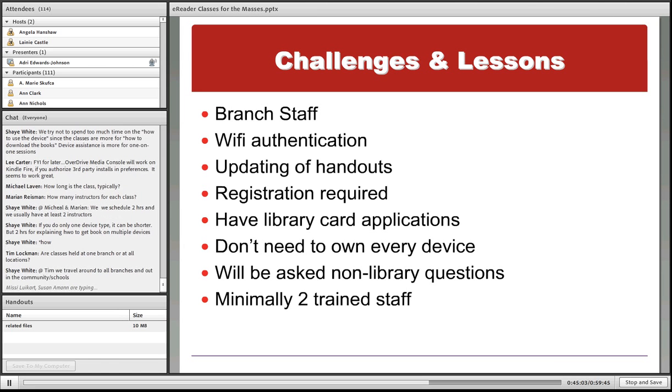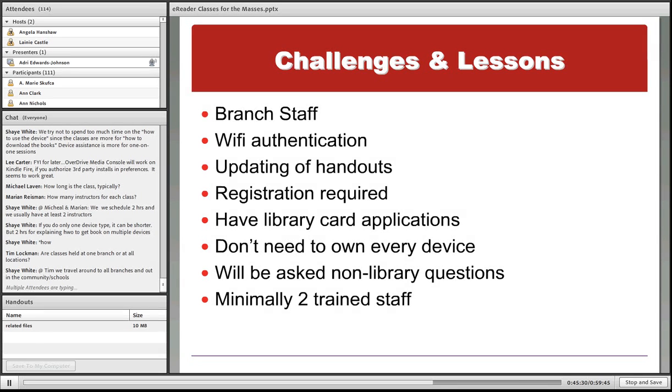Maintaining our updates of handouts, making sure our pricing and our ebook comparison sheet is up to date and accurate. We rely a lot on our interns and work studies to help with that. Making registration required is absolutely important, vital, so we know how many to anticipate. If we need to expand it, bring in extra teachers. So requiring registration, very important.